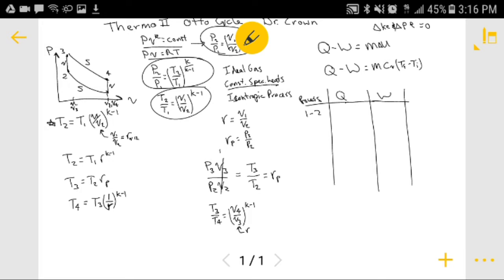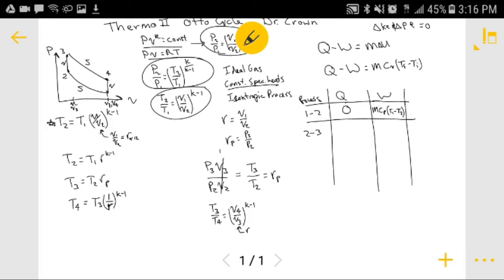One to 2, it's isentropic, so Q equals 0. Which means that using the first law, I get W equals m C_V, and it would be final minus initial, but W is negative, so it's going to be initial minus final, so it's going to be T1 minus T2. Which will give me a negative number, which it should be because it's work in, which is negative.